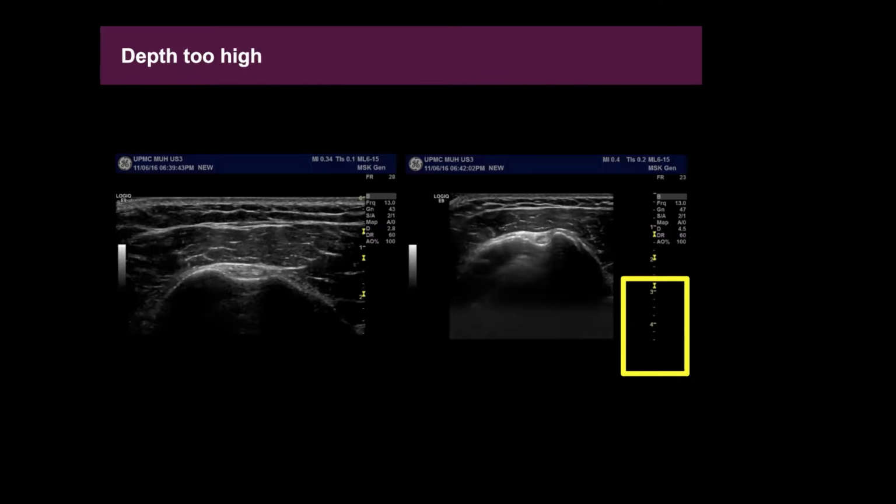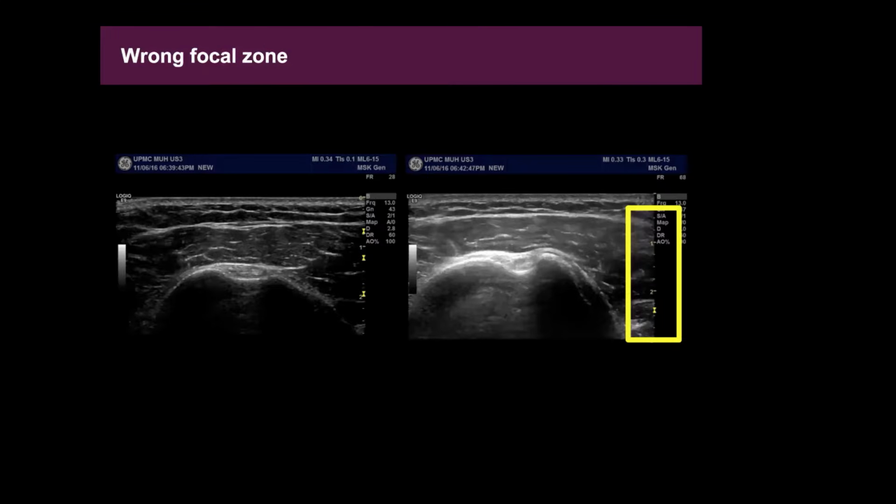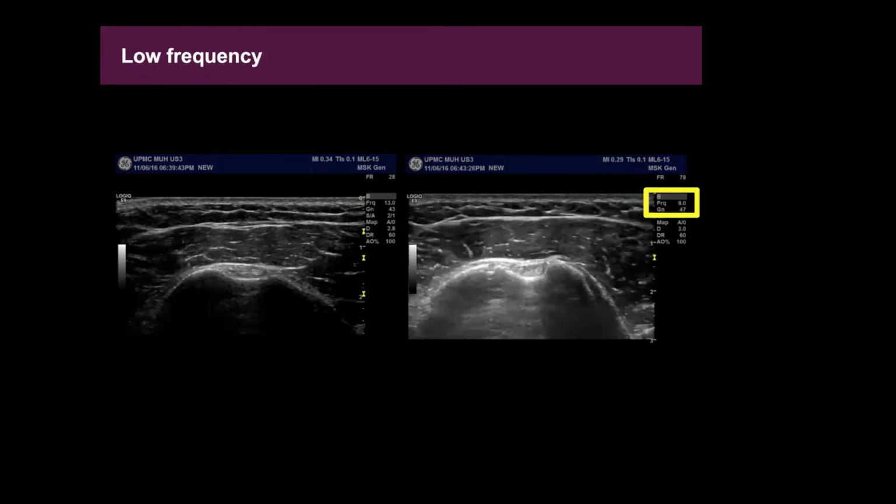So you really want to try to optimize your images so that the structure of interest is filling your screen or is centered in your screen. So this is a case of wrong focal zone. You can see how the focal zone denoted by that hourglass is really not centered in the area of structure, which I would ideally like right smack in the middle of the long head biceps tendon.